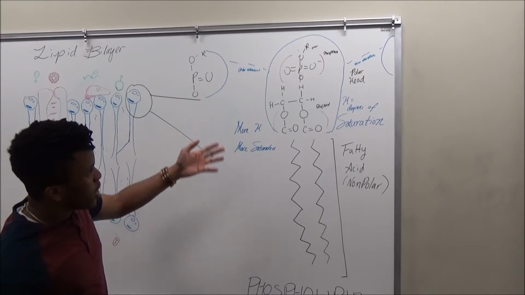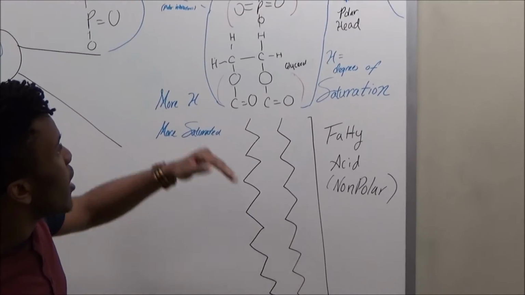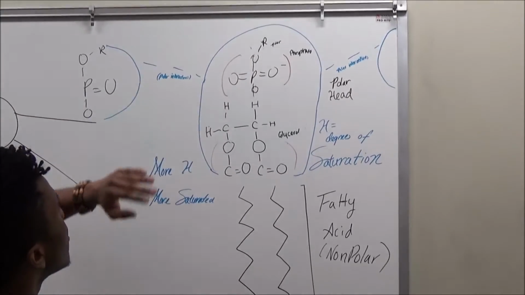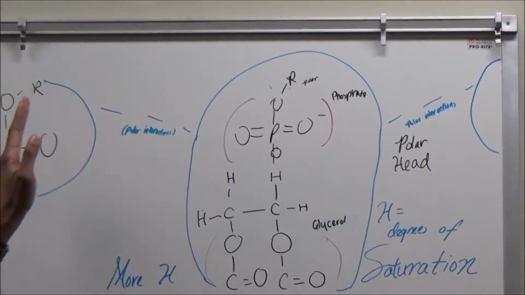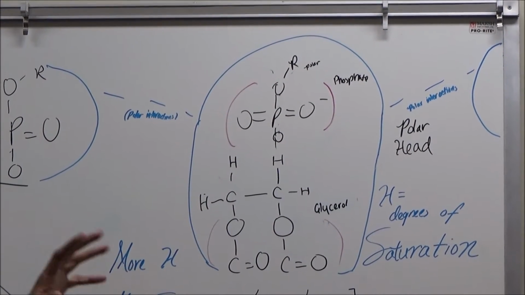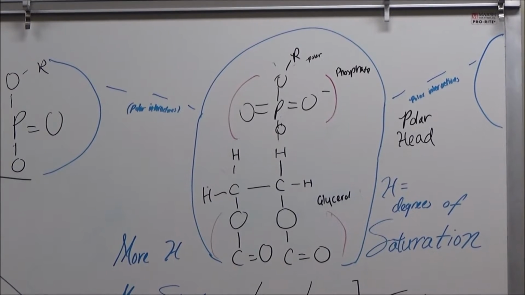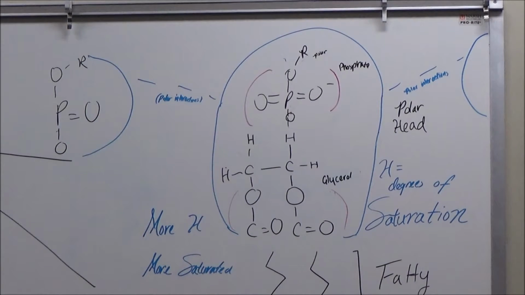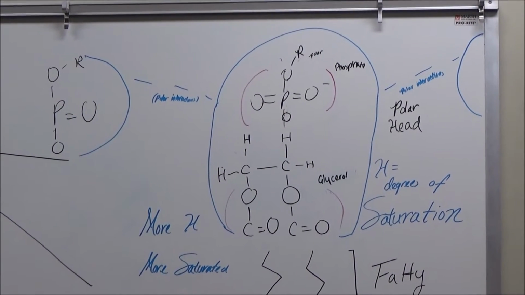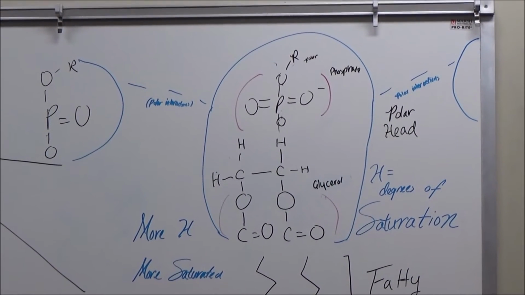Here we have the phospholipid. Basically, we have the fatty acid nonpolar tails, and then we have the polar head. Notice here that we have two other polar heads interacting with this polar head by polar interactions. Basically, this is what holds the matrix together, these polar interactions between the polar heads. This is the reason why the phospholipid matrix is an exergonic reaction, why it happens naturally when you put them into solution.